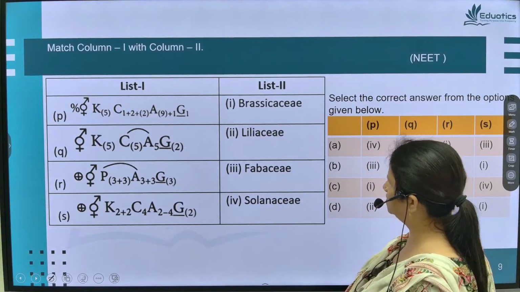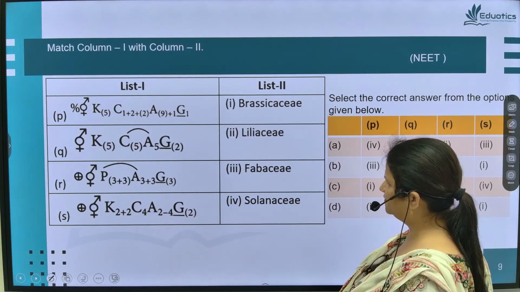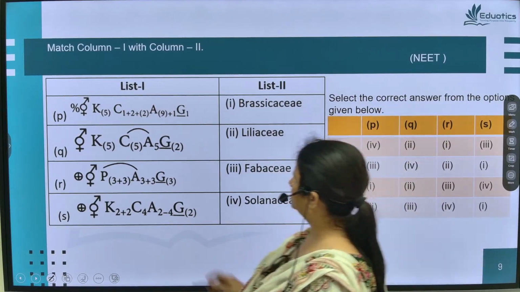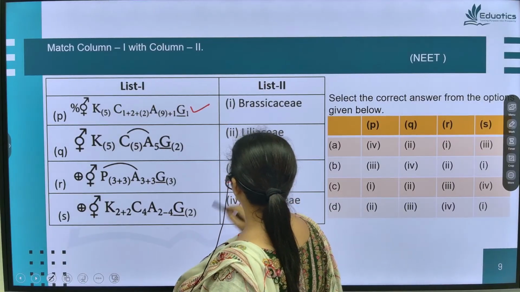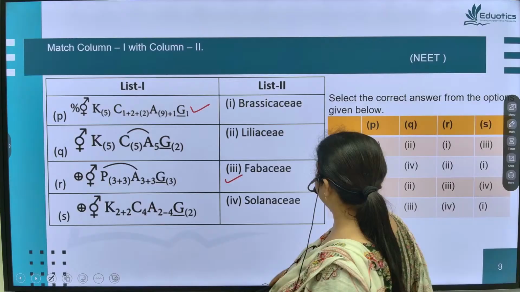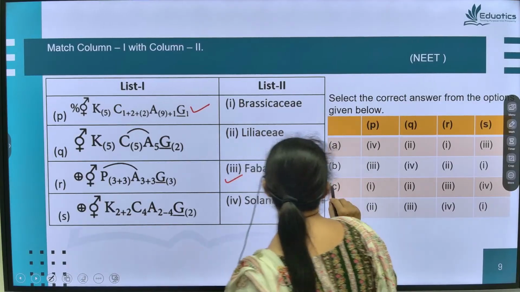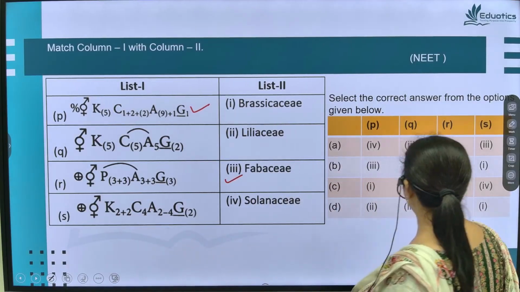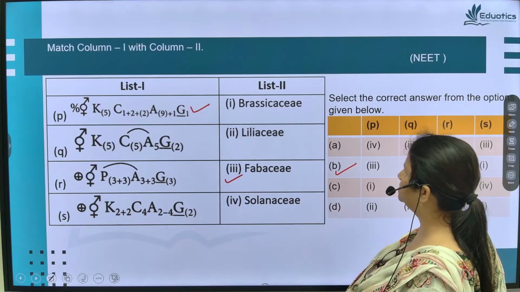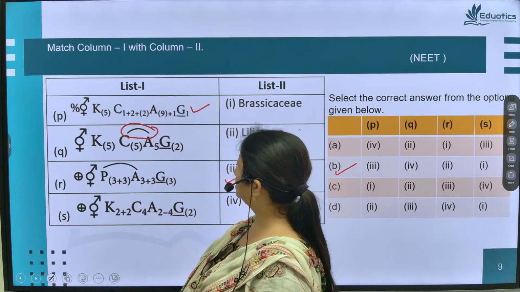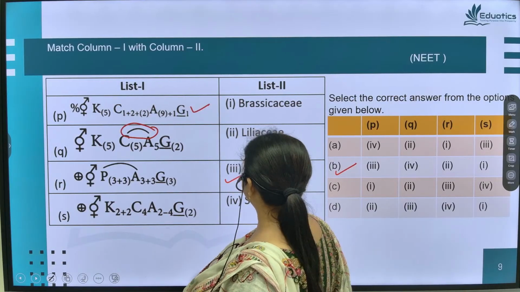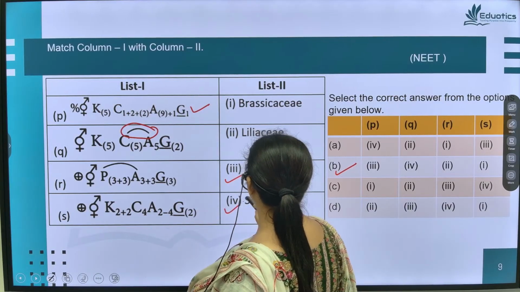Match the columns. This is the floral formula for the family Fabaceae. So P should go with the third. Here you can see epipetalous condition, and that is found in the Solanaceae.